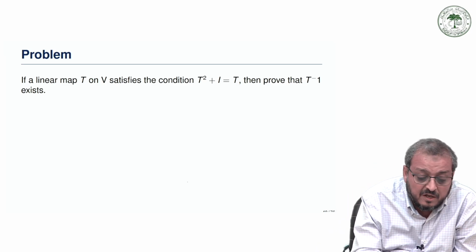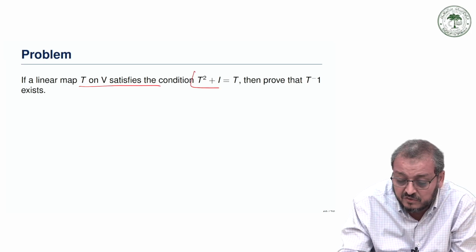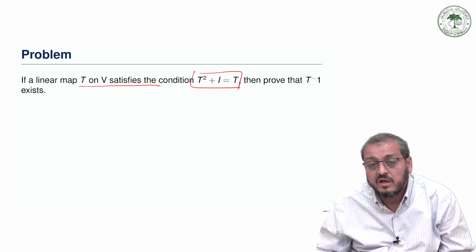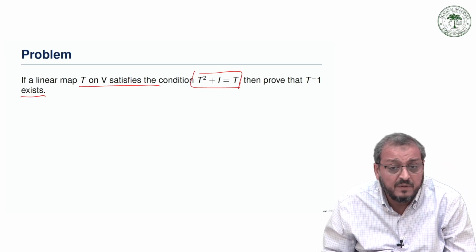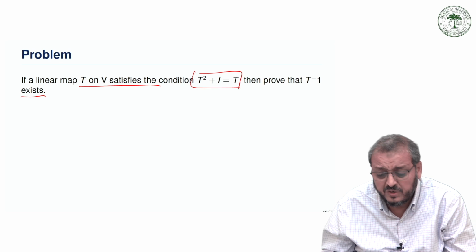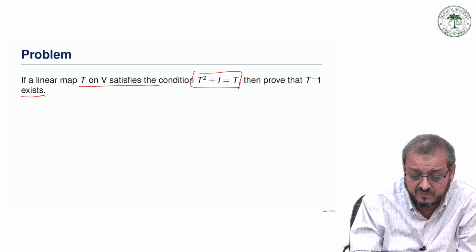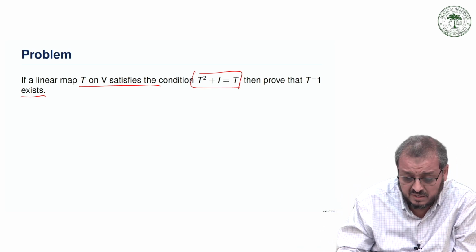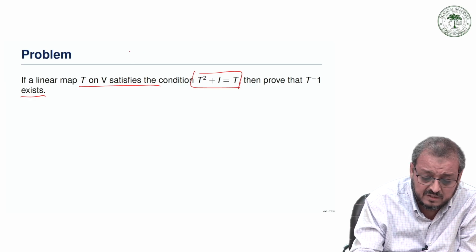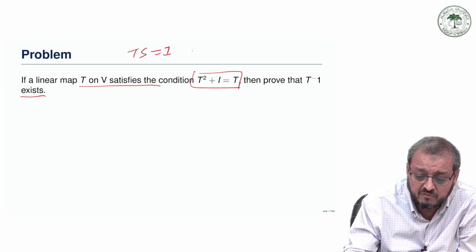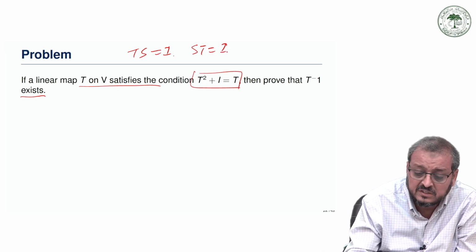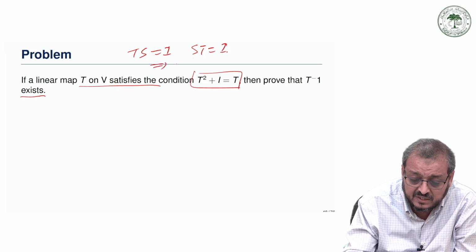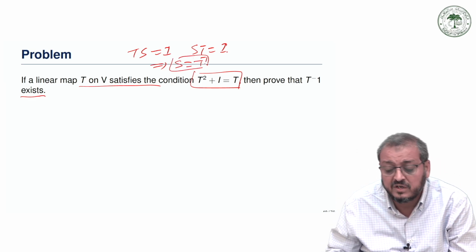Now we have this problem. If a linear map T satisfies the condition T squared plus the identity is equal to T, then prove that T inverse exists. And what is the value of T inverse? We know that for the inverse, we have TS equal to the identity and ST also equal to the identity. If we show that TS is equal to ST is equal to the identity, then we can say that S is nothing but T inverse. By using this condition, we try to solve this.